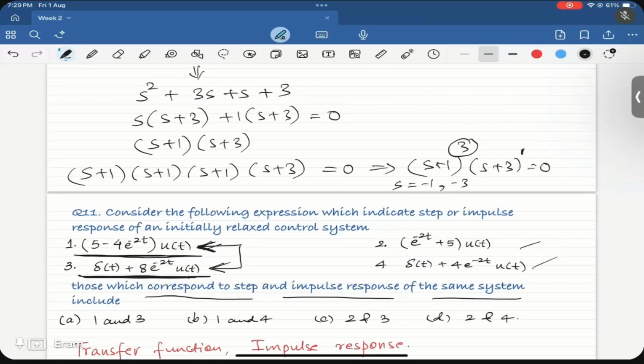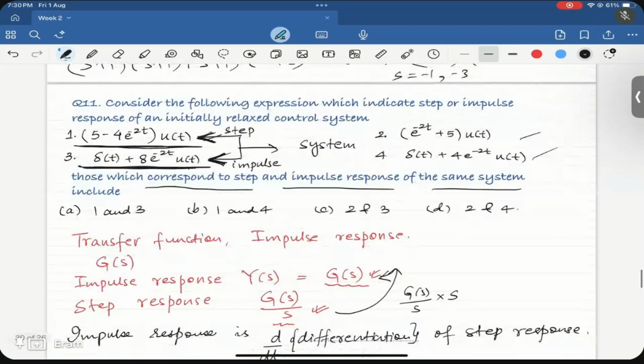Okay. So if we differentiated this response, we are getting this response, means what? This is the impulse response of the same system. There was a system, so this one is the step response and this one is the impulse response of the same system. So which option is correct among these? First one. First one, yes.